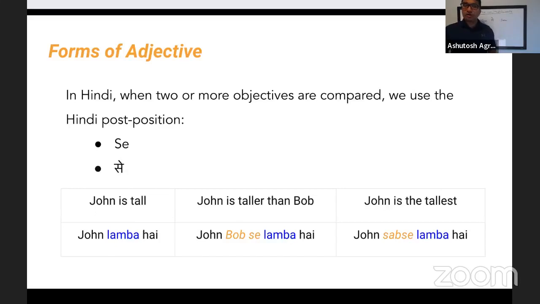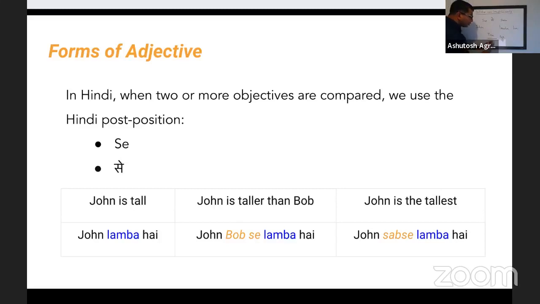You would say John लंबा है. John is tall. और John छोटा है. Okay, now when it's compared with another object, the other object that is being compared against is followed by the postposition "se". Okay, and John could be like John, Tom से लंबा है.